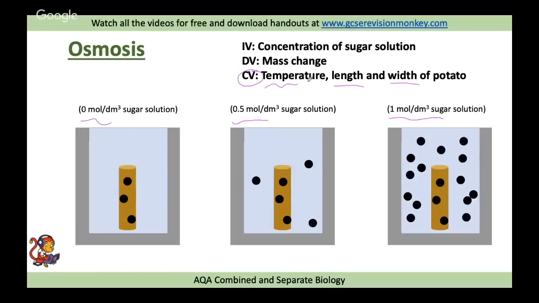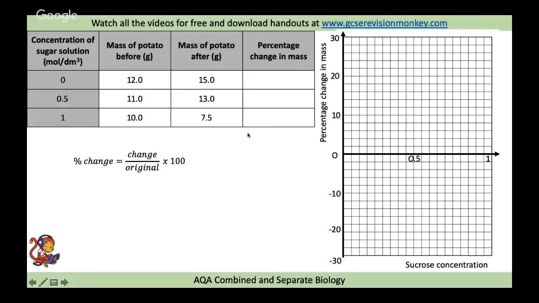And we want to keep them at the same temperature. We're going to measure the mass change, and we're going to change the concentration of sugar solution. So our results may look a little something like this. We've got our different sugar solutions, our mass before. Note that they're slightly different because you can't cut a piece of vegetable or a sweet or whatever it is to be exactly the same mass.